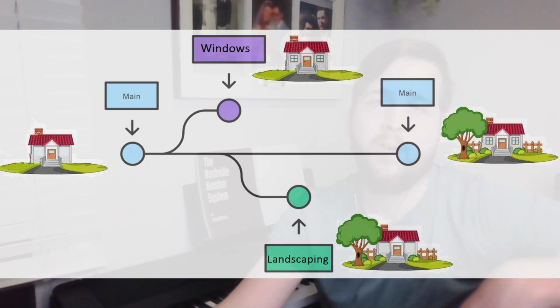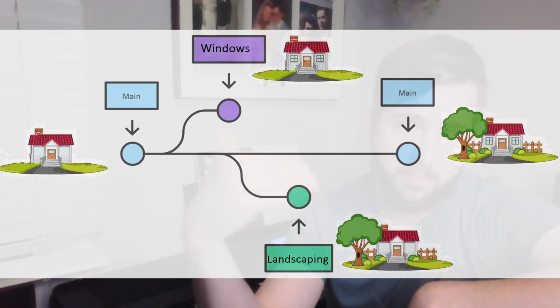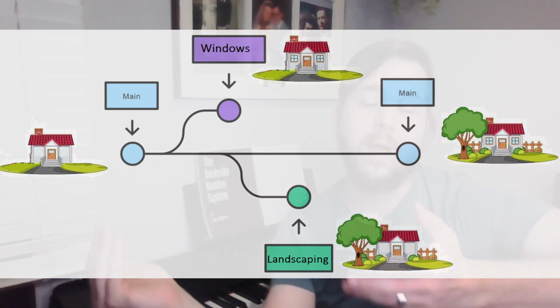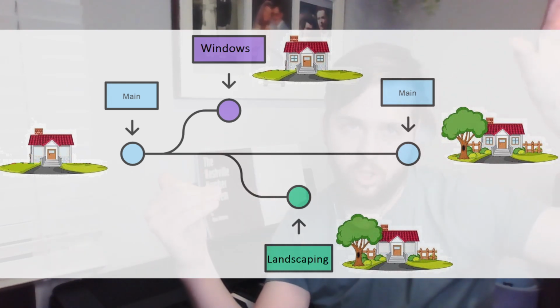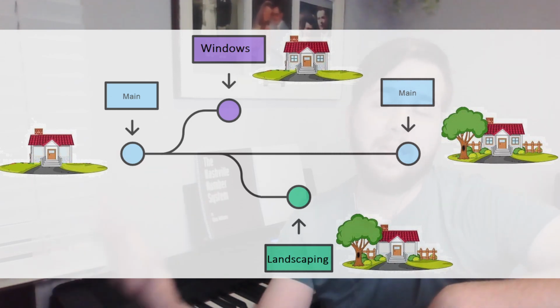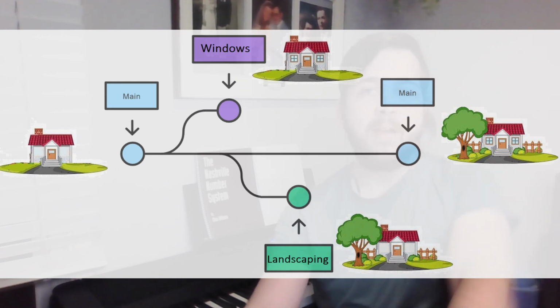Now, when we merge those branches back into the main branch, what we end up with is a combination of both developer A's changes, the windows, and developer B's changes, which is the landscaping. And so this is the general flow that we'll follow. It is going to work great for the majority of use cases.